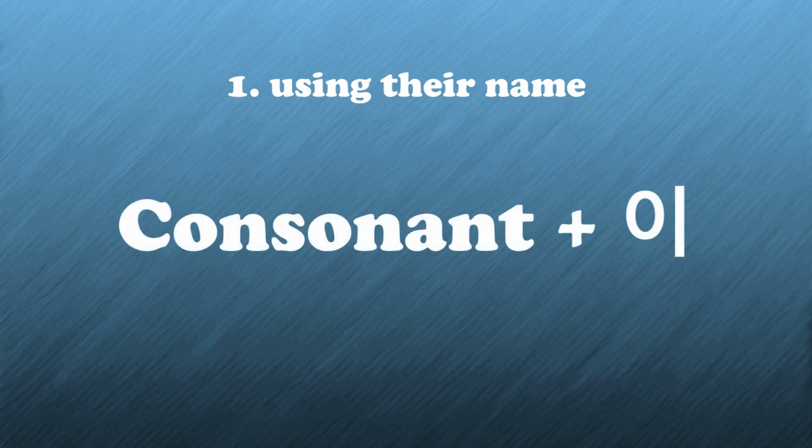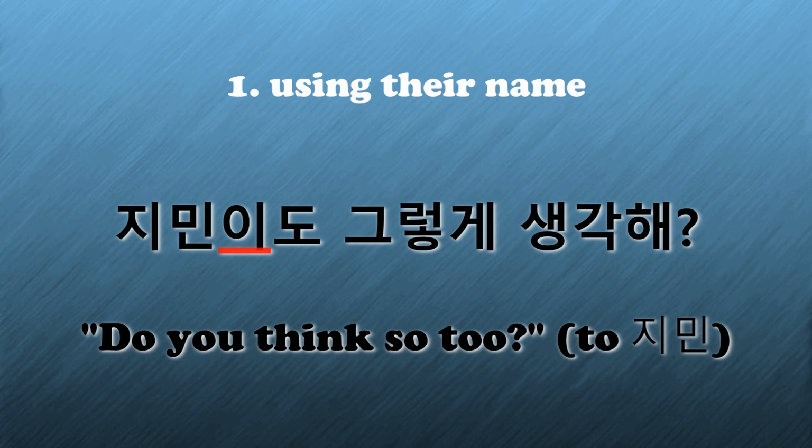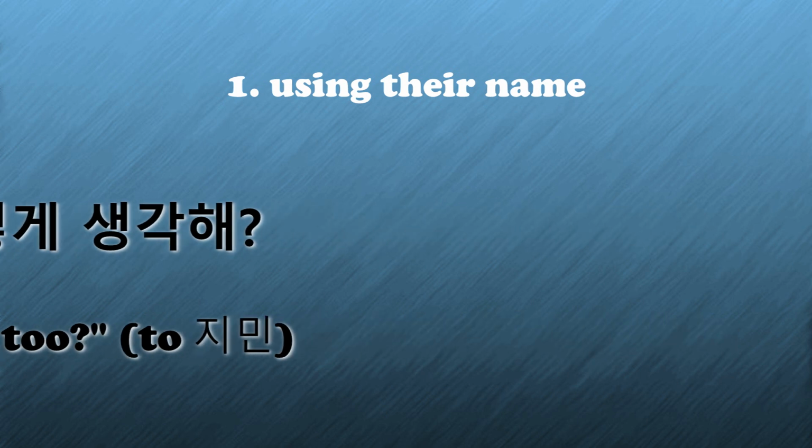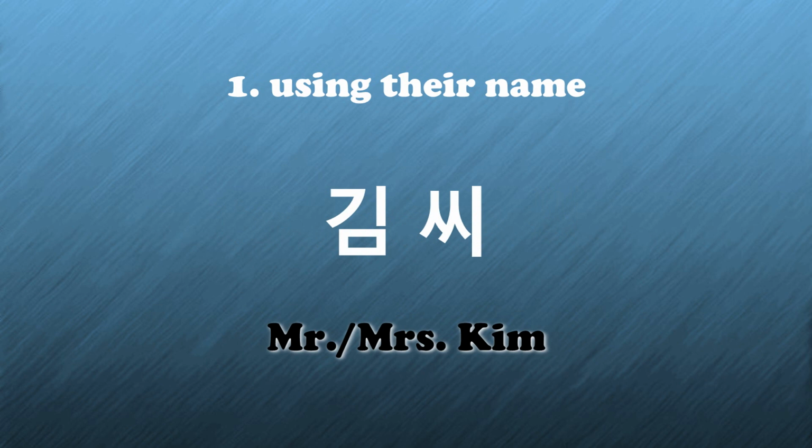But if their name ends in a consonant, you'll need to add 이 after in order to use it in a sentence. For example, 지민이도 그렇게 생각해? Do you think so too? To Jimin. But this method can only be used with close friends. If you're not, you can add 씨 after their name, which means literally Mr. or Mrs., and this way will be a bit more polite. You can also use 씨 after their last name, 김씨.